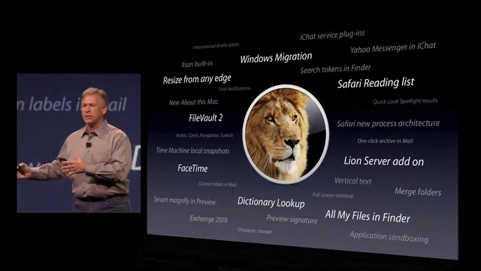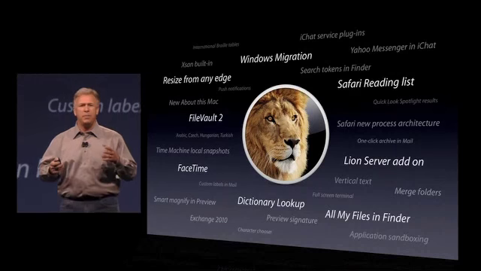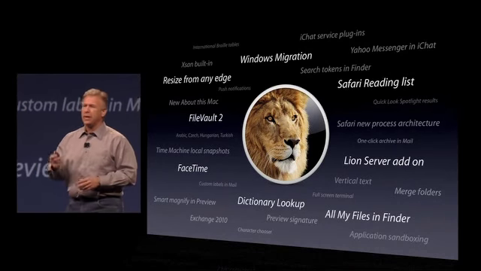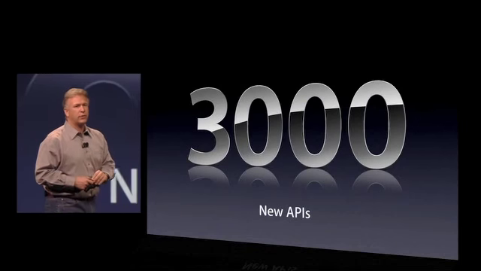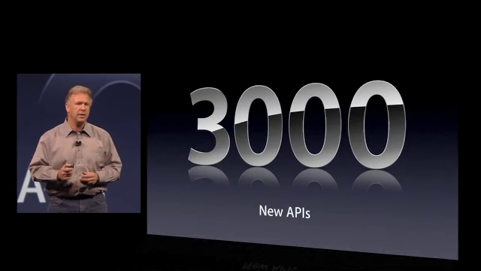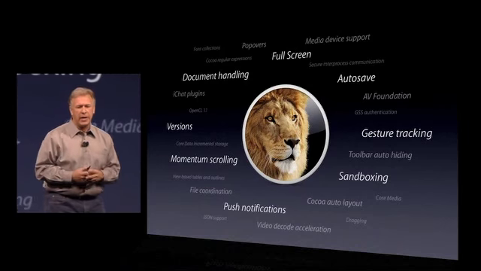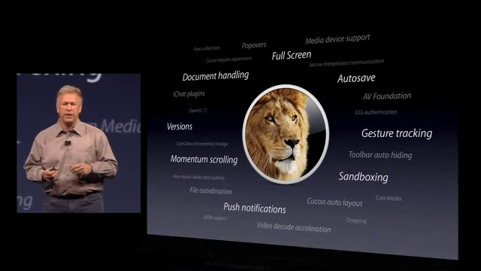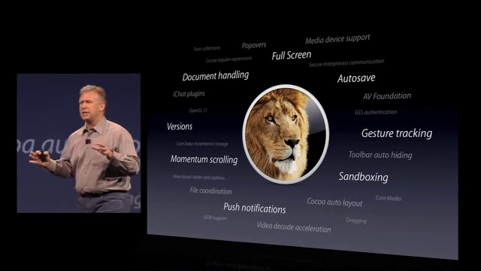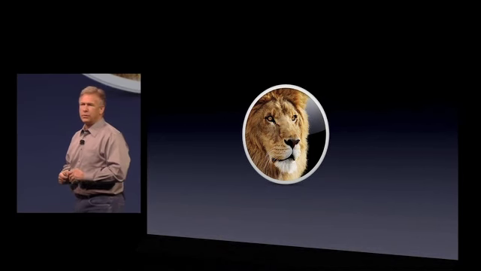Server isn't another operating system. It's just a bunch of applications you can purchase to run on top of Lion. So amazing depth of features for you. And for all the developers out here, we have over 3,000 new APIs for you to take advantage of the power of Lion. Amazing stuff. You can do all the things we showed here. You can have full screen applications, you can create versions, you can take advantage of autosave. All of that can easily be done with all these new APIs. So Lion is an incredible new release.